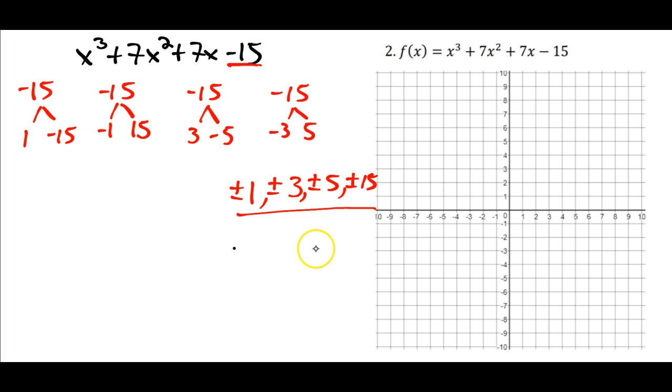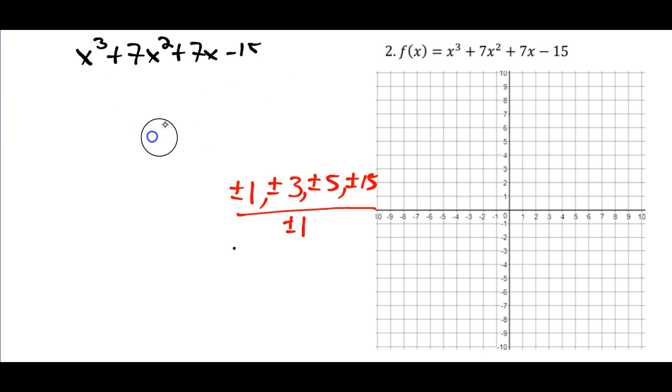And then we're going to put it over factors of that leading coefficient, which is just 1. So you can have 1 plus or minus there, or factors of a positive 1. You have 1 times 1 or negative 1 times negative 1. So we include both of those. Now this makes it pretty easy since the bottom number is 1. My possible rational roots are just going to be the numbers in the numerator there. So you're going to have plus or minus 1, plus or minus 3, plus or minus 5, and plus or minus 15.